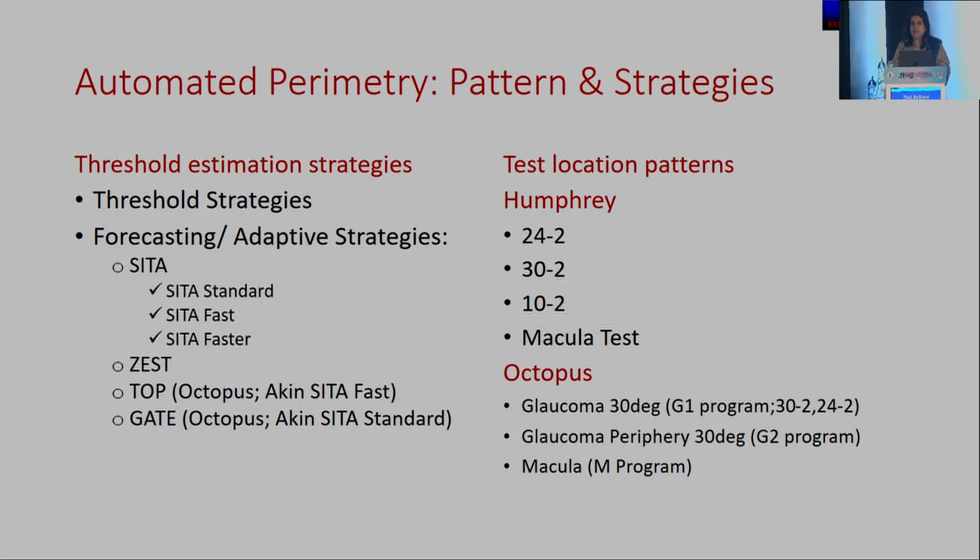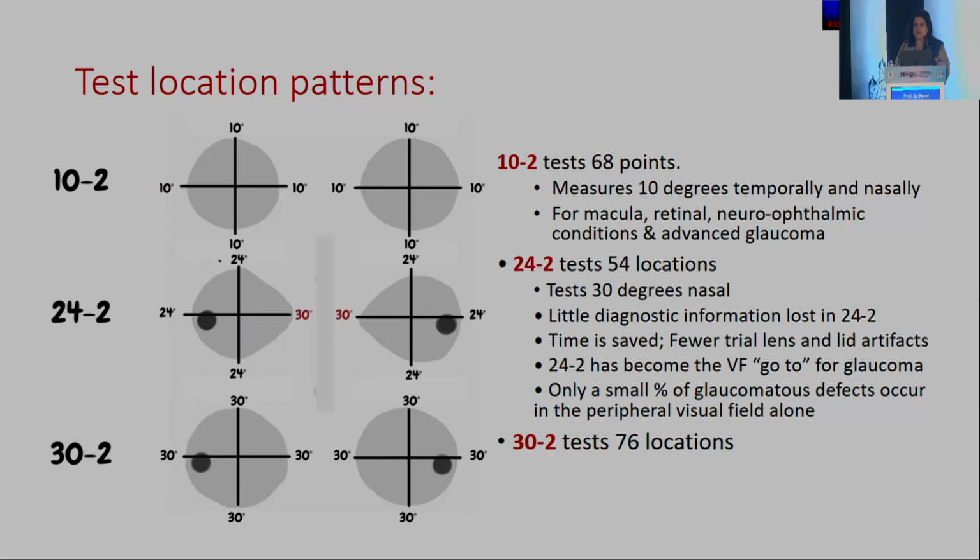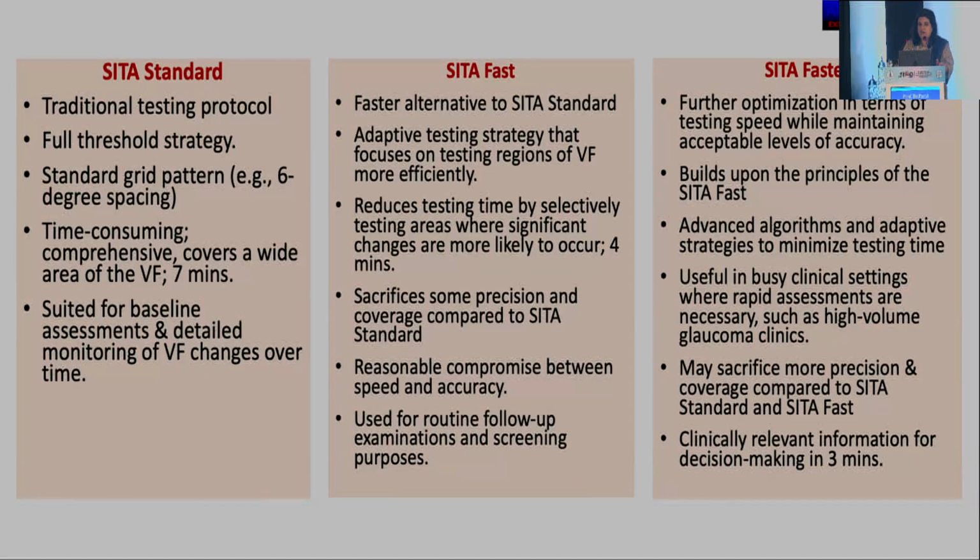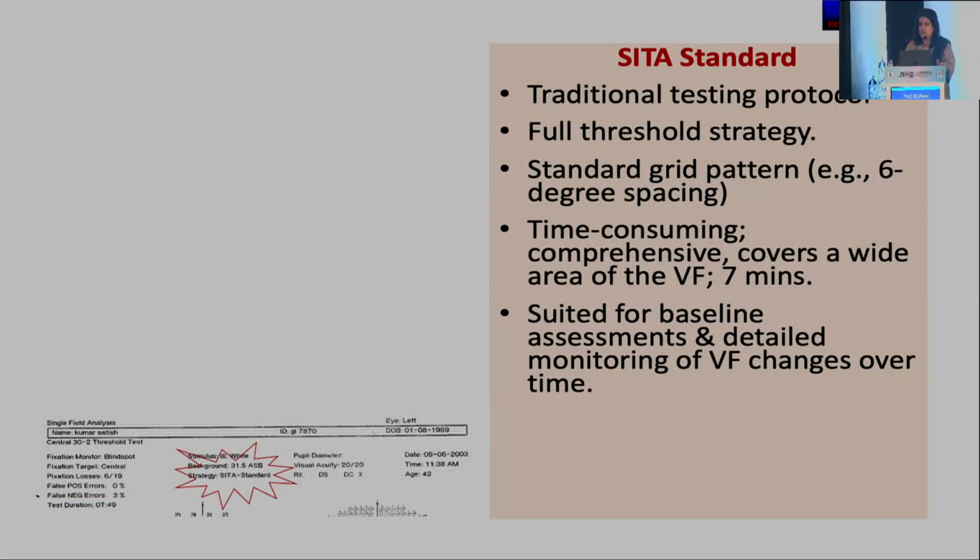The thresholding strategies have evolved majorly from the 1980s when we were doing full threshold, to eventually SITA Fast and then SITA Standard. And in 2010, we saw that SITA Fast has progressed to even SITA Faster. So that's what we would be talking about. We are all aware of these common test patterns, so won't be dealing much with them. Let's have a look at SITA Standard, which is the traditional testing protocol.